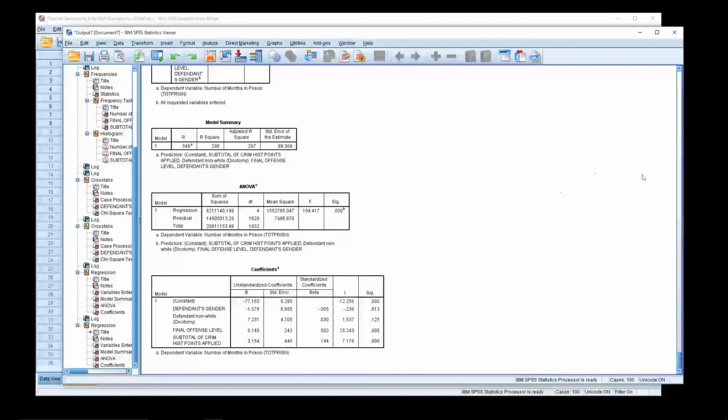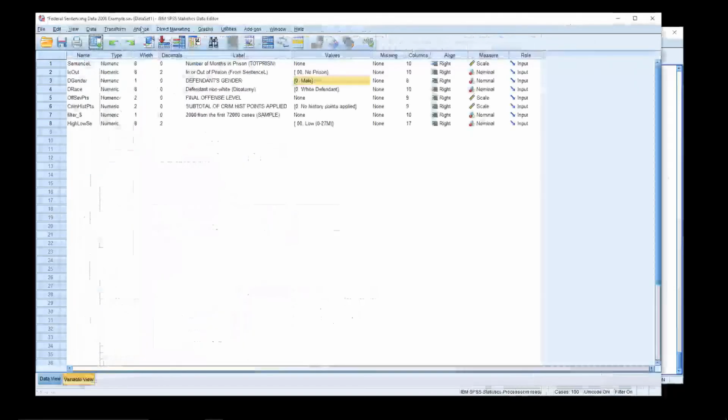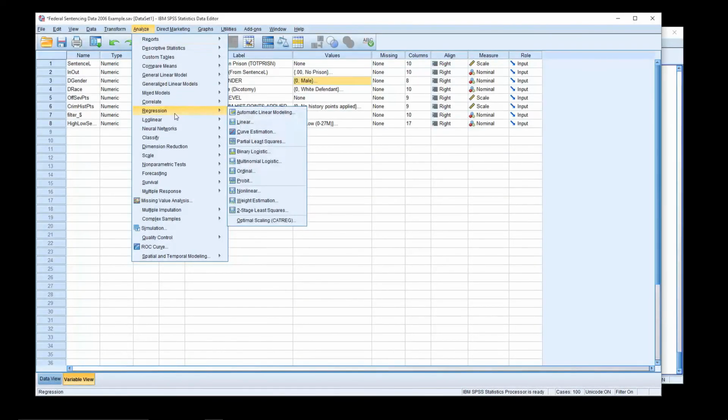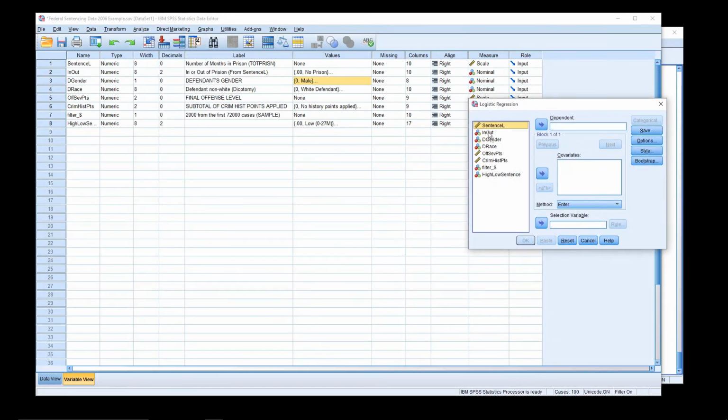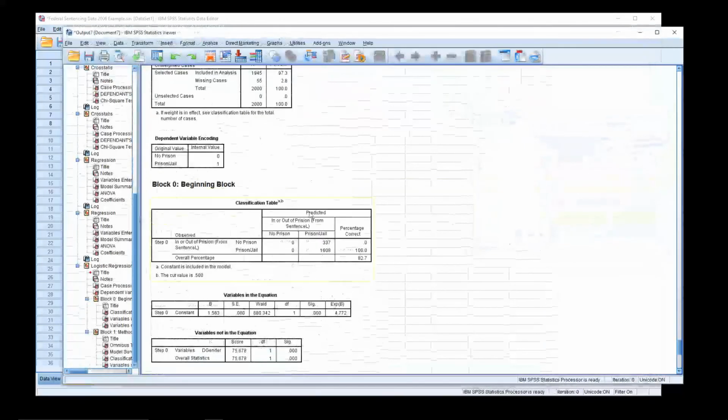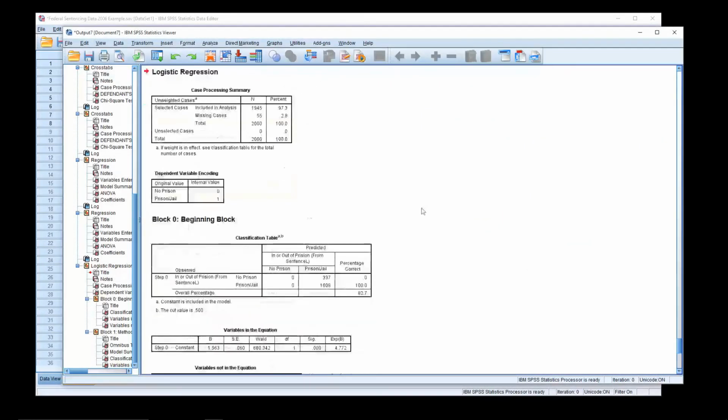Okay. Now let's run one more analysis here because I want to do a logistic regression model. In the situation that you have a dichotomous dependent variable but still want to run a regression, you would want to run a binary logistic regression. So let's grab the in-out decision, so that they go to prison or not. Let's pull that over into dependent. And then let's pull over again defendant's gender. Let's just look at that alone since it's our major hypothesis that we're examining, and run it.